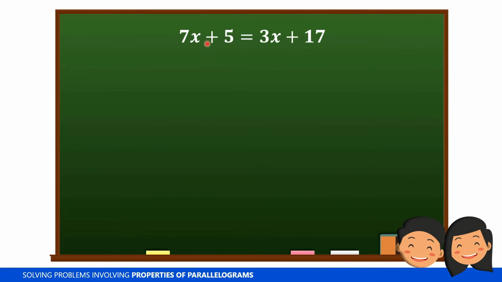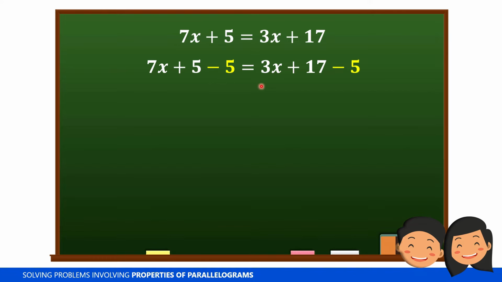So again, we're going to use this equation. 7x plus 5 is equal to 3x plus 17. 7x plus 5 is from DE and 3x plus 17 is from EB. So to solve for x, first let us isolate 7x here on the left side of the equation, and we have to use addition property of equality.